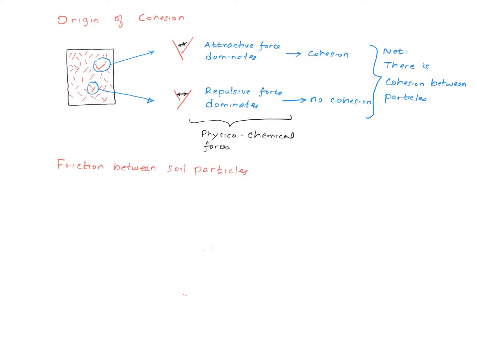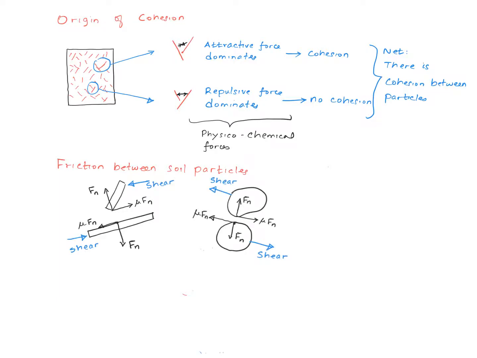The next question: is there any friction between soil particles? The answer is yes. There is friction between clay particles, and there is friction between sand particles. So in clays, in addition to these forces, which are called the mechanical forces, we have the physico-chemical forces. On the other hand, in sand, we have only the mechanical forces. There are no physico-chemical forces.